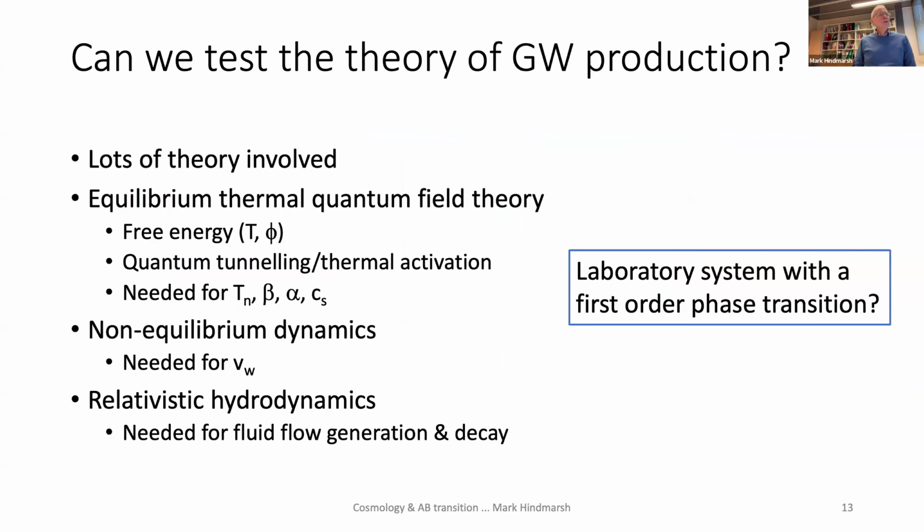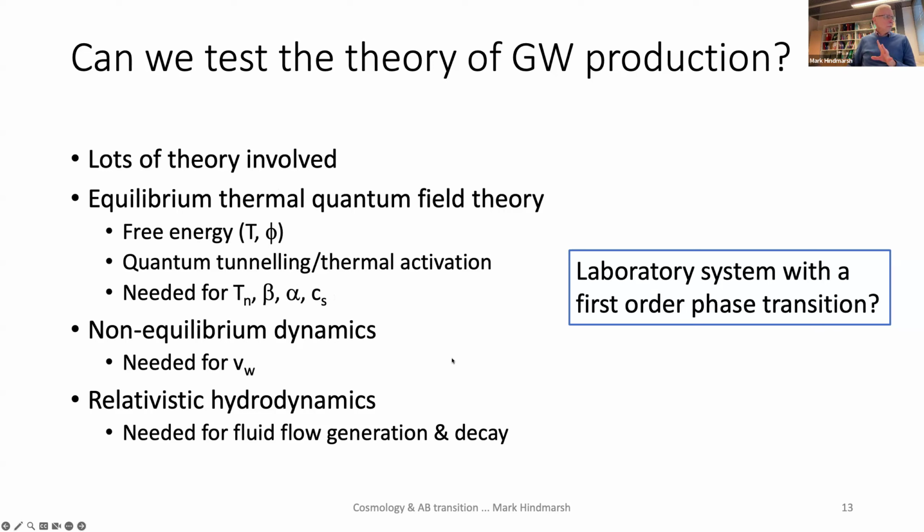Okay, so that's lots of theory. Can we test it other than just by observing it? We've got a lot of pieces that go from the fundamental physics to this gravitational wave power spectrum. It involves equilibrium thermal quantum field theory to compute the free energy, and tunneling that you're interested in, or, I suppose more precisely, it's either quantum tunneling or thermal activation. And they're needed for some of the parameters like transition temperature, transition rate, transition strength, and sound speed. So the equilibrium thermal quantum field theory will give you those, or quasi-equilibrium, because I guess tunneling is not quite an equilibrium quantity.